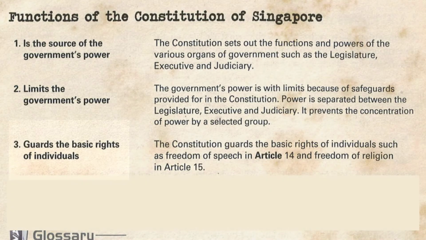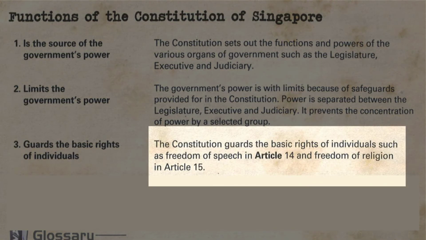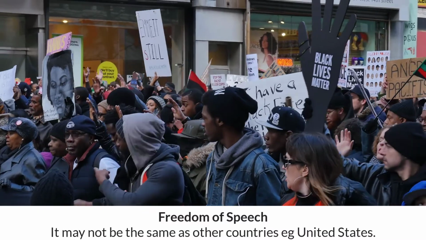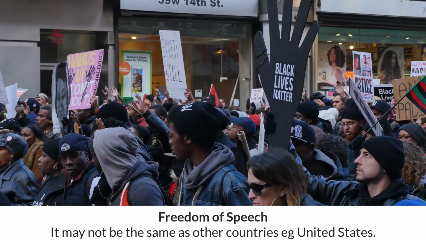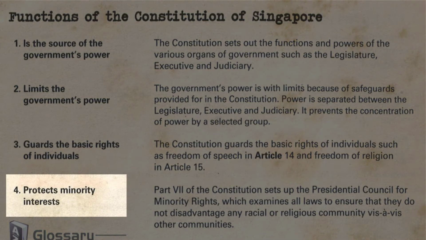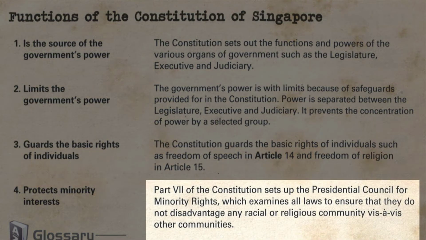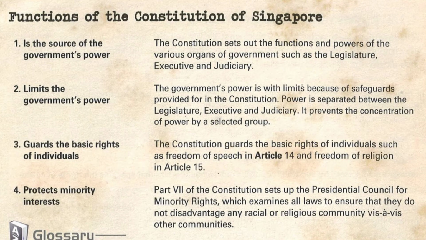It makes sure that individuals have their freedom of speech in Article 14 and the freedom of religion in Article 15. And the freedom of speech may not necessarily be the same as what you encounter, such as in the United States. It protects the minority rights. In Singapore, minority rights are given the same rights as an individual, and they are protected as well. So they should not disadvantage any racial or religious community when compared to other communities.